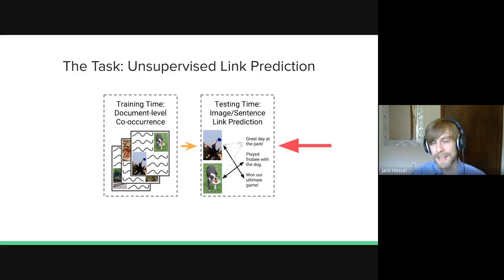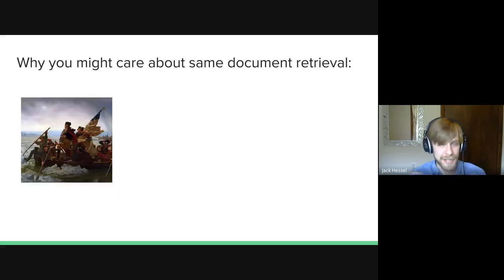I'd also like to motivate this sort of test time task. So recall that we're evaluating our algorithm's representational capacity by performing a link prediction task at test time. And in general, I think this same document retrieval task is pretty compelling for alt text generation in practice. Take this image, for example. This is an image of a painting, a famous American painting of Washington crossing the Delaware.